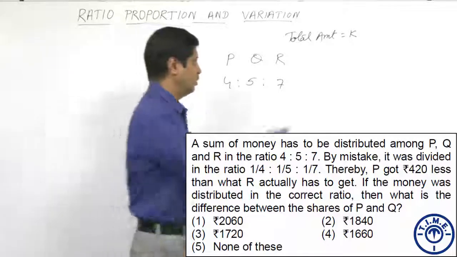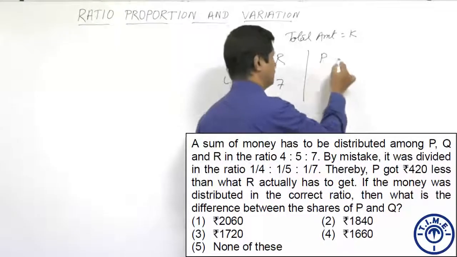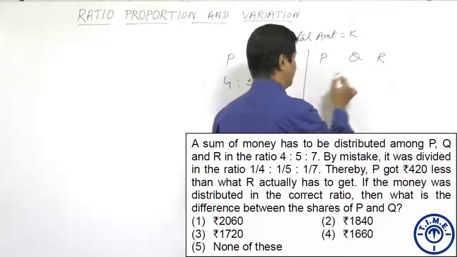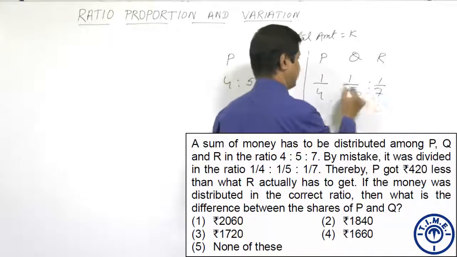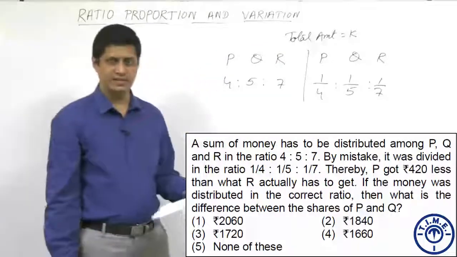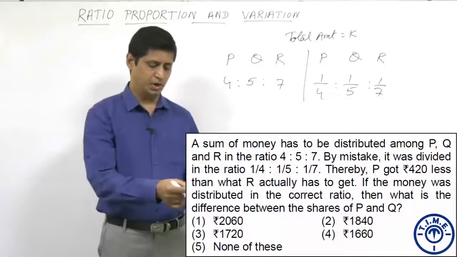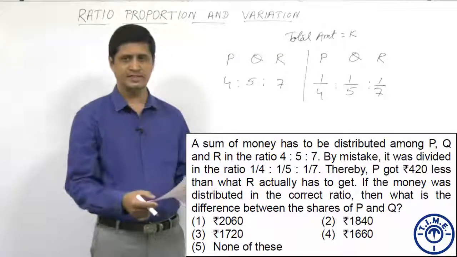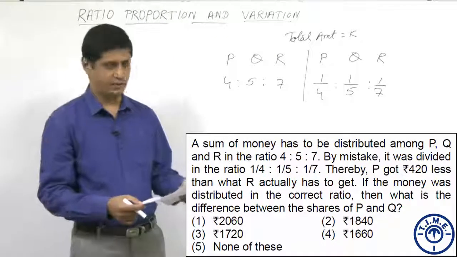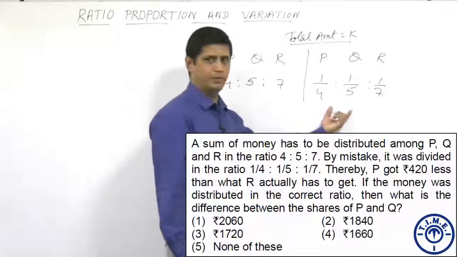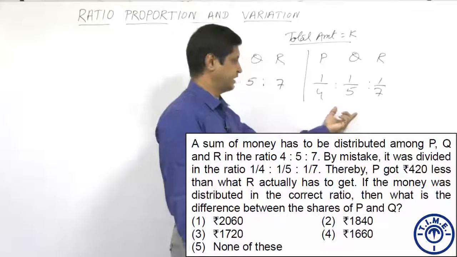By mistake, it was divided in the ratio 1/4:1/5:1/7. Now, what is the result? The result is that P got 420 rupees less than what R actually had to get. Now, find out the ratio of P, Q and R in the second division.